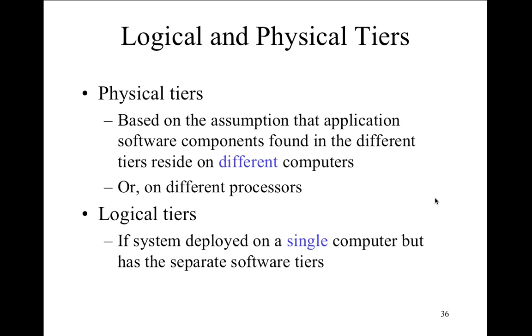All right, logical versus physical tiers, back to reality. Physical tiers are based on the assumption that application software components found in different tiers reside on different computers. Interesting concept. We have multiple computers that run single applications now. In fact, if you think about Google as a concept and you go to www.google.com, you're not going into a single server, you're going into a group housing of servers, and you have multiple different physical components that are making up everything you're doing.